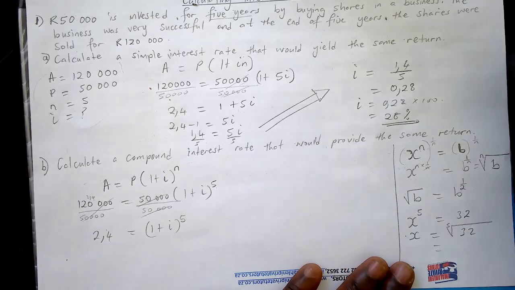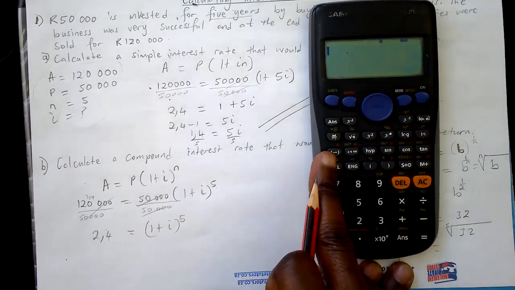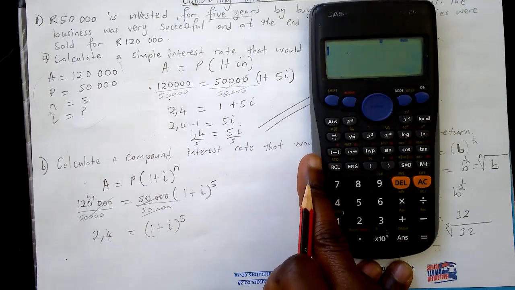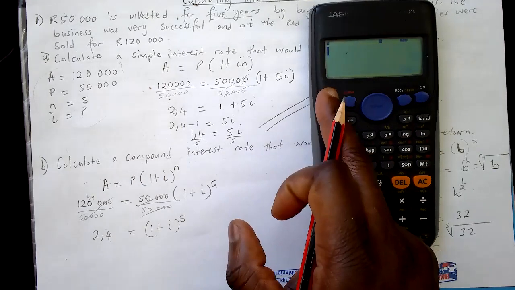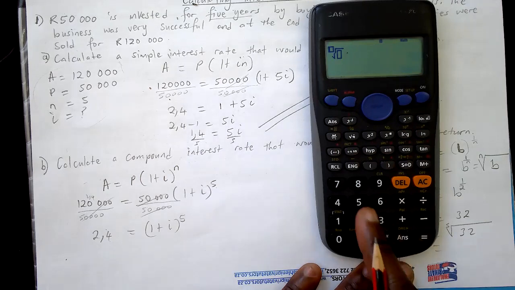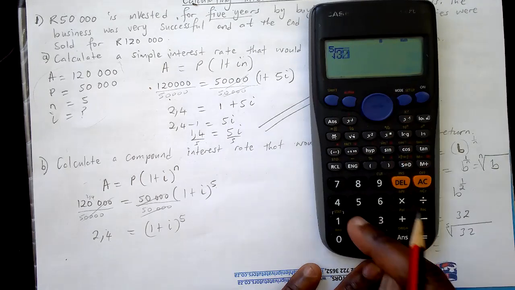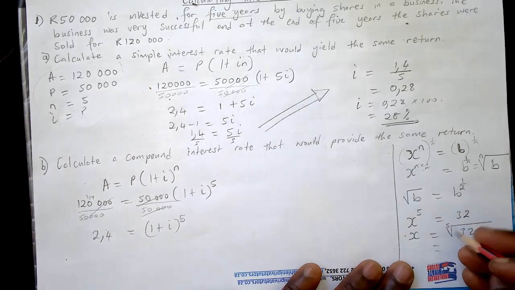Then when you are writing it in the calculator, what do we need to do? We press shift, then the root, then 5, and inside we put 32, then we get our 2. So your answer will be 2 in this case.